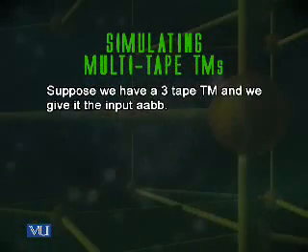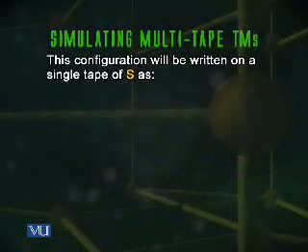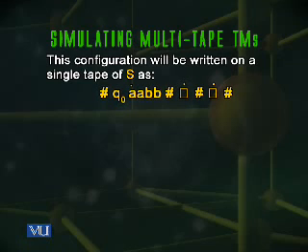Let us say that we have a 3-tape Turing machine M and we give it the input AABB. The initial configuration of the machine looks like this. This configuration will be written on a single tape of S as Q0 A dot ABB followed by a hash sign followed by a blank with a dot on top of it, followed by a hash sign followed by a blank with a dot on it, followed by a hash sign. As you can see, here the dots are telling us which symbols are being scanned, and the hash signs are separating the various tapes of this Turing machine.